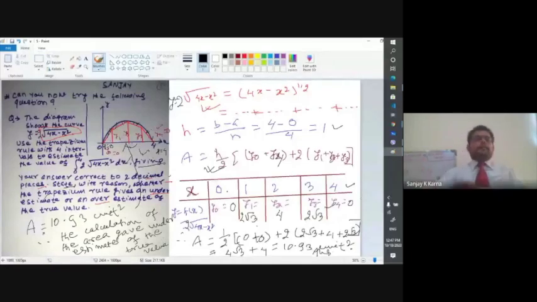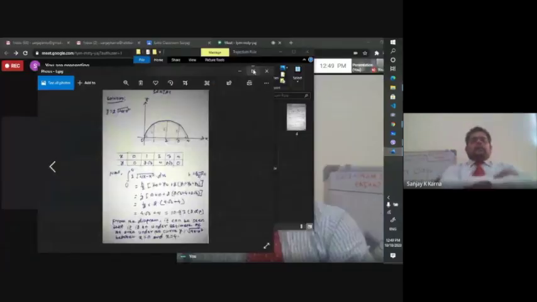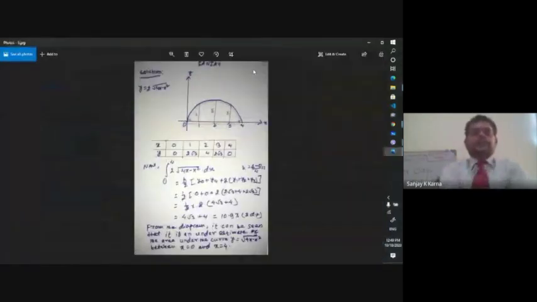So in this way we can apply the trapezium rule to find the area under the curve for a given range of values of x. This is the way that we do such problems using the trapezium rule. That is all for now, and thank you for your patience.